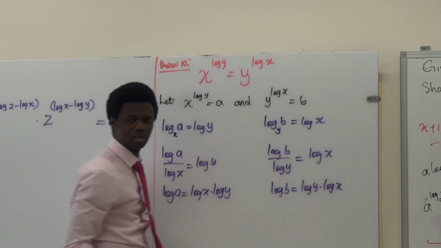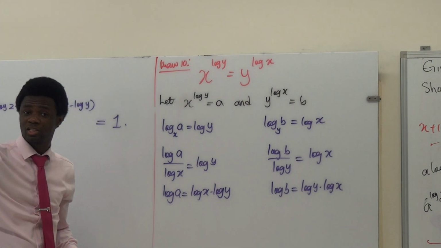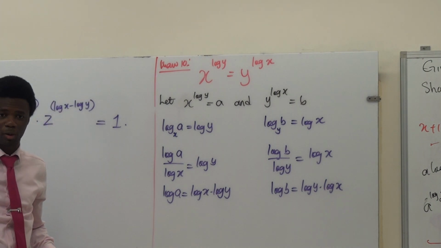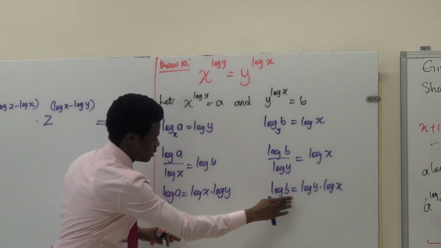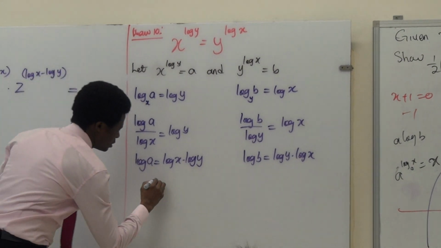And then there's another law that said that log of something on one side equals log of something on the other side. It's right, but we don't need that yet. From these two, what can you conclude? Log a equals log b. That's it.